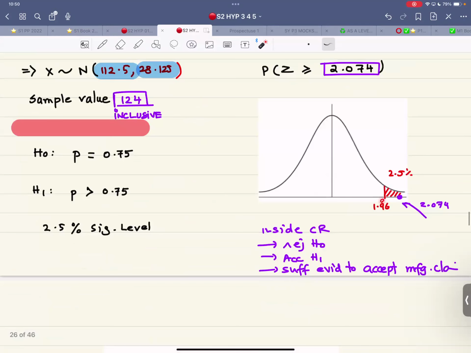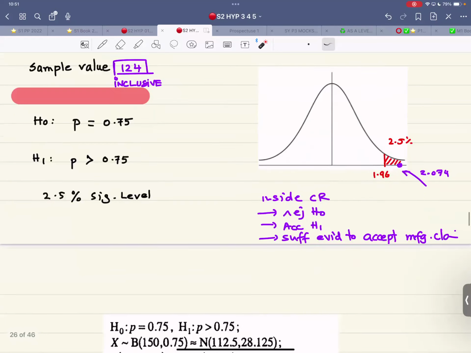Then compare the Z value whether it lies in the critical region. For 2.5%, the boundary condition is 1.96, and 2.074 lies inside the critical region. Therefore, there is sufficient evidence at the 2.5% significance level to accept the manufacturer's claim.